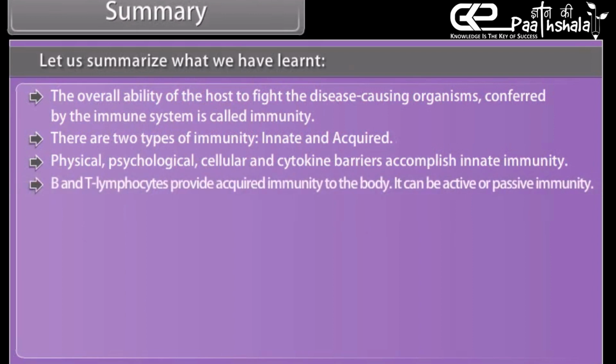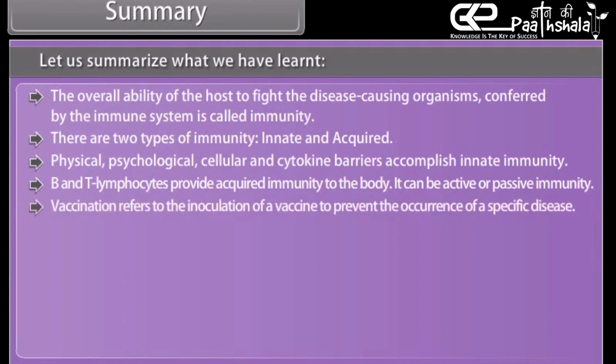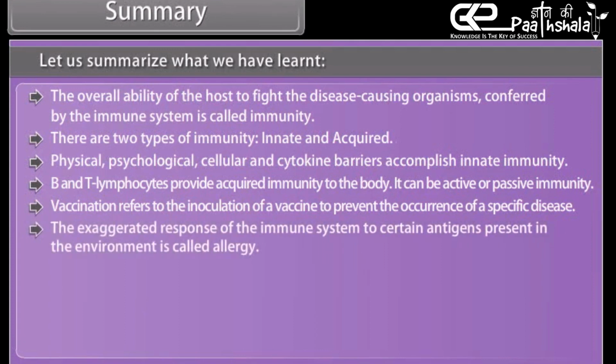B and T lymphocytes provide acquired immunity to the body. It can be active or passive immunity. Vaccination refers to the inoculation of a vaccine to prevent the occurrence of a specific disease. The exaggerated response of the immune system to certain antigens present in the environment is called allergy.